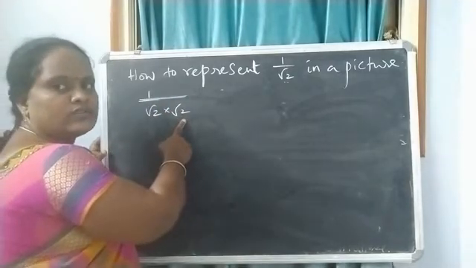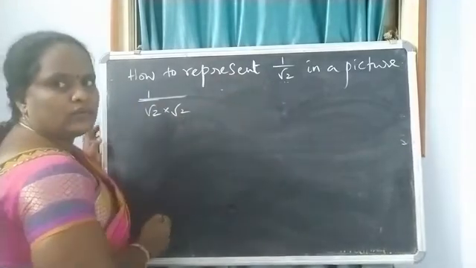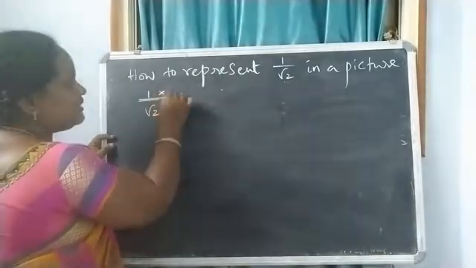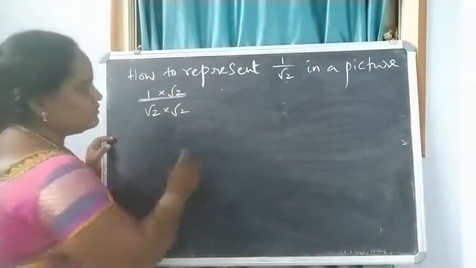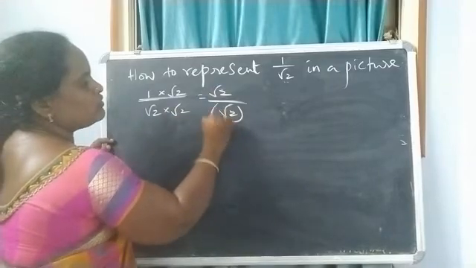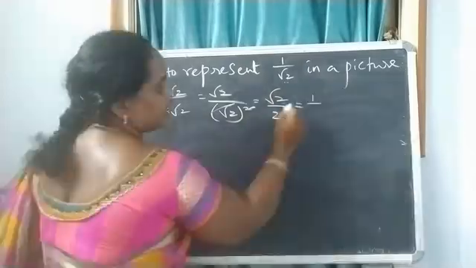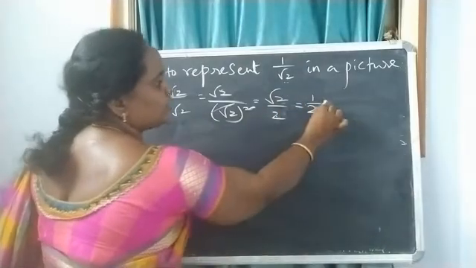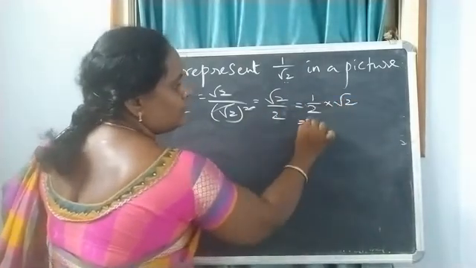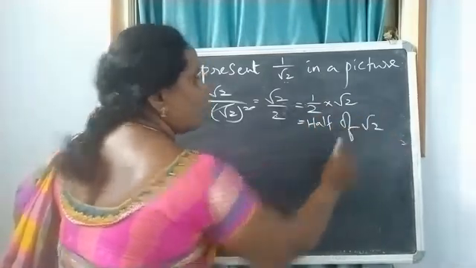Root 2 into root 2, that is root 2 whole square, that will become 2. But the value of 1 by root 2 will change. So, I am going to multiply in the numerator also. So, 1 into root 2 is root 2 by root 2 into root 2 is root 2 whole square. Square and square root get cancelled. Root 2 by 2. This can be written as 1 by 2 into root 2. 1 by 2 is half, so it can be written as half root 2, half of root 2.